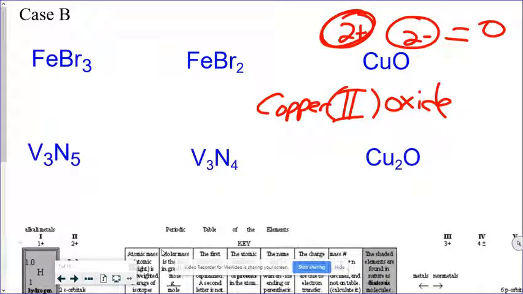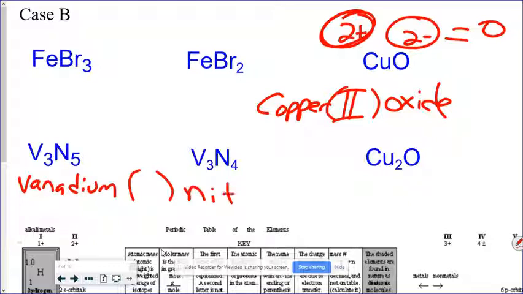Pause the video, try this problem. All right, so I find vanadium. Vanadium's got multiple charges in the box to pick from, so I put a parentheses. I find nitrogen. Nitrogen as an ion is called nitride.